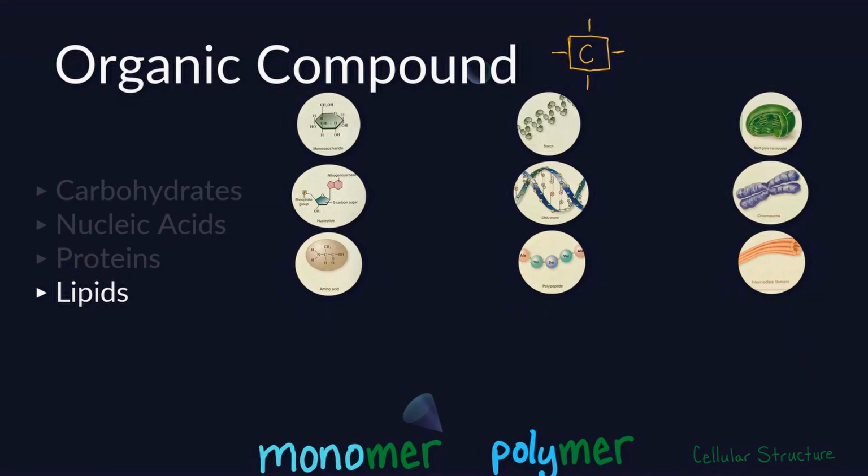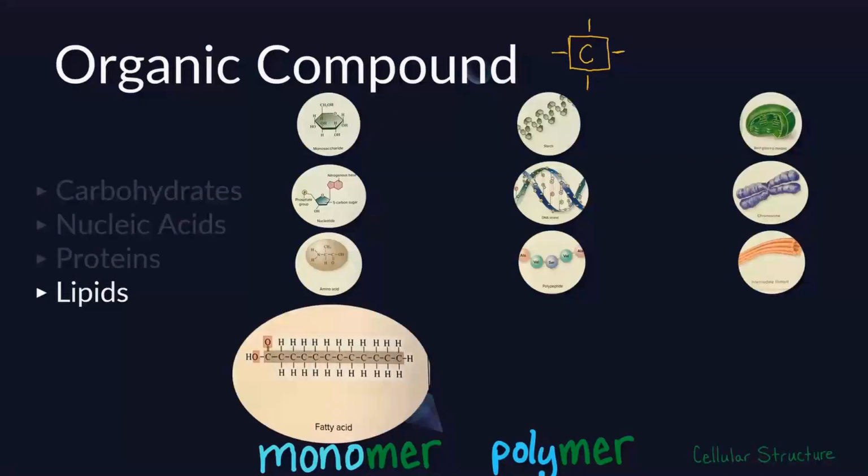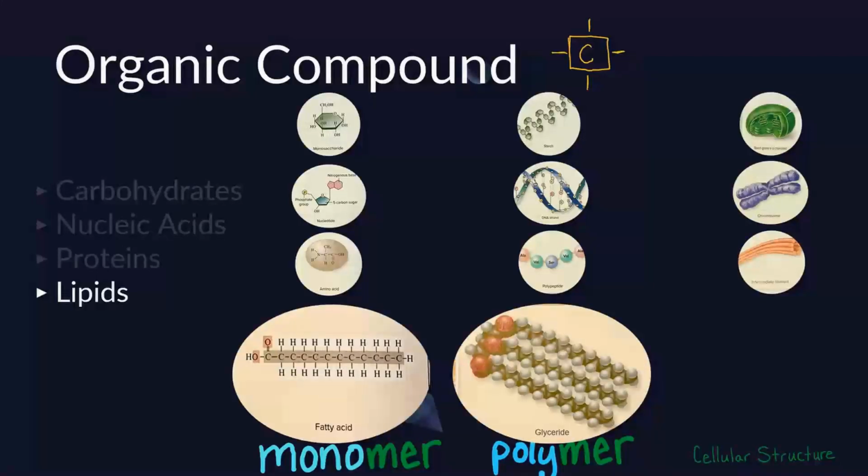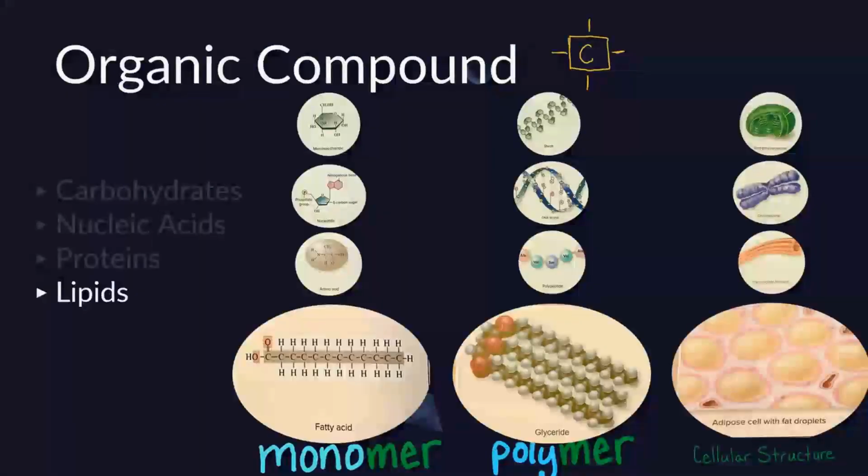And lastly, we have our lipids. Now, lipids are actually a little special and sometimes a little confusing. So let's break it down slowly using this monomer-polymer approach, okay? Traditionally, we would say that fatty acids are the monomers of lipids, while glycerides are the polymers. And if you have many glycerides come together, you can find these structures in places such as adipose cells with fat droplets. However, this jargon is actually not correct in this circumstance.